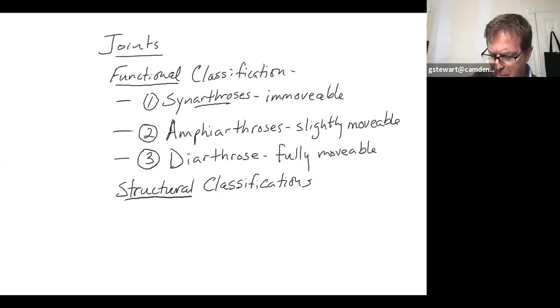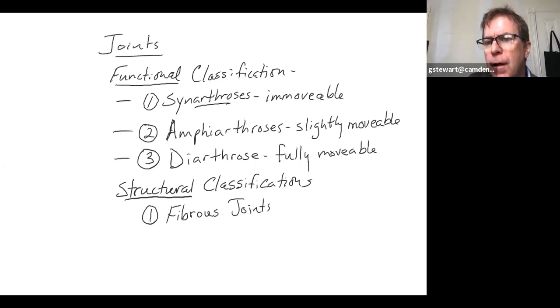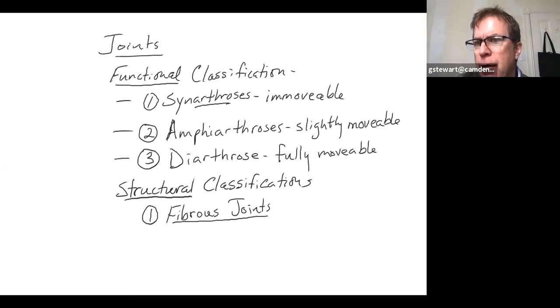So the first major group within this structural classification, I'm going to label this big number 1, fibrous joints. It's a class of joints, structural classification of joints, where there is no cavity present, no joint cavity, and what binds the bones together is dense irregular connective tissue.